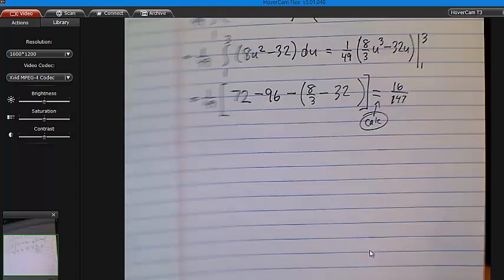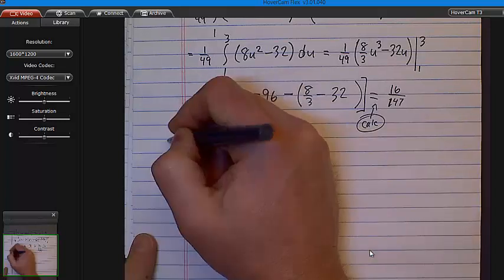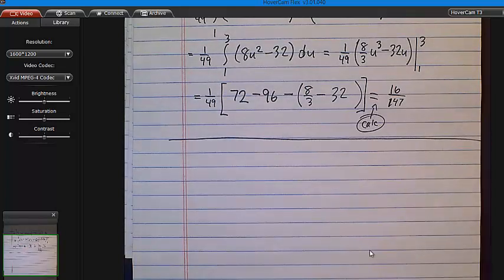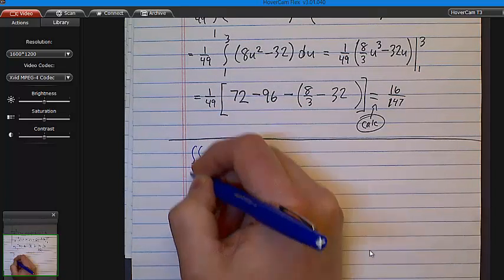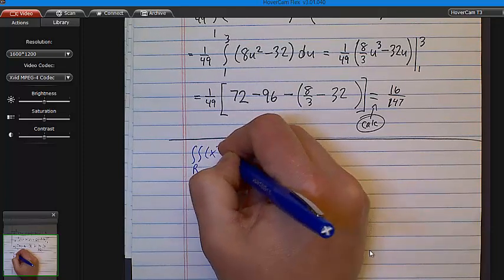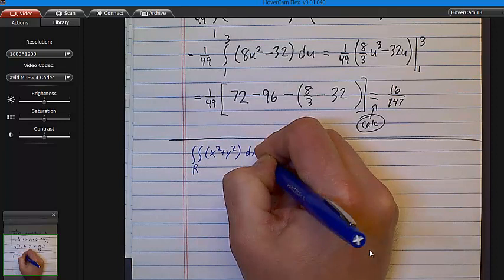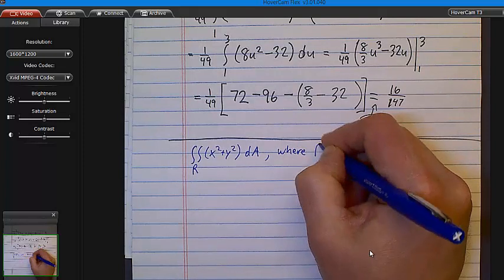But I think I do want to do another example. So let's try this. Suppose we have the following ellipse. Well, actually, first let's write the integral and then I'll give you the ellipse. So double integral over R of x squared plus y squared dA. And again, I'm going to give you what R is.